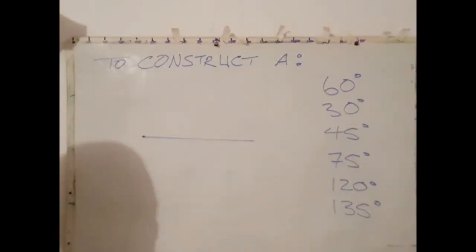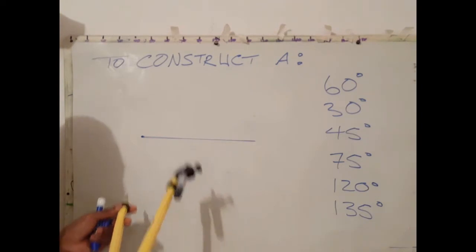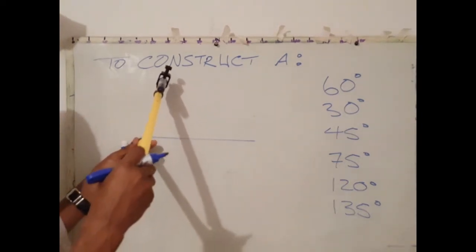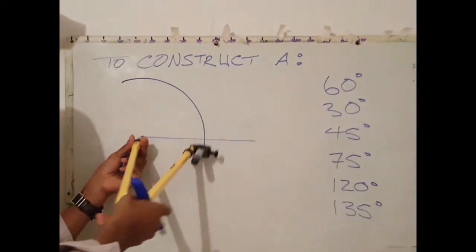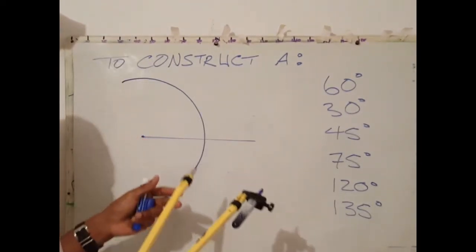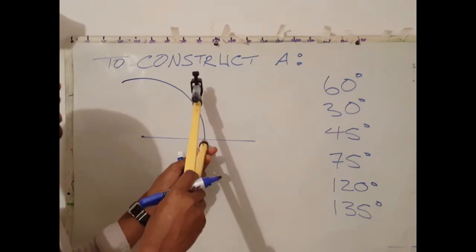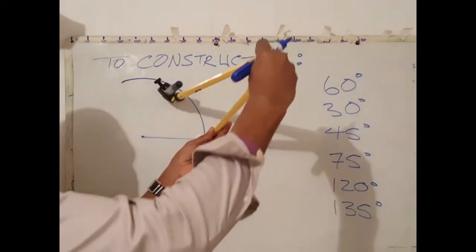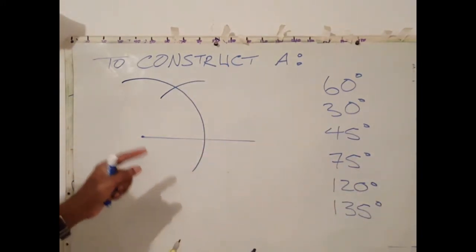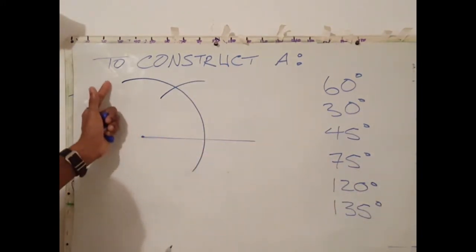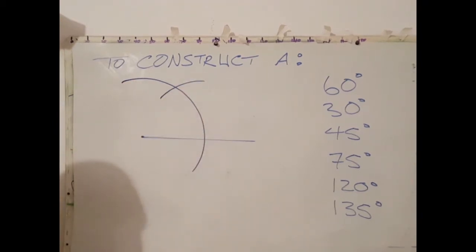Next step is to open my compass to a suitable radius. Scribe an arc to cut the line. At the point where the arc cuts the line, use that point as center. Scribe another arc. It's important that you use the very same radius that you used to draw the first arc to scribe your second arc.